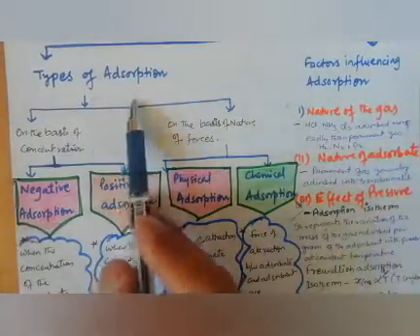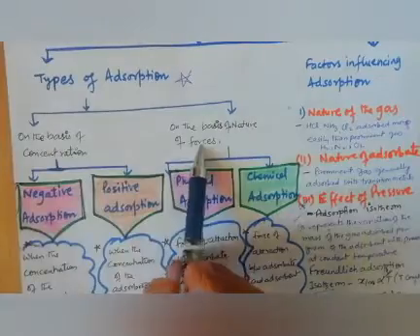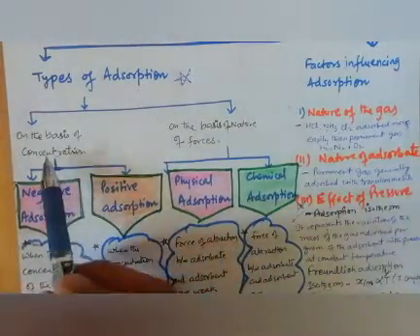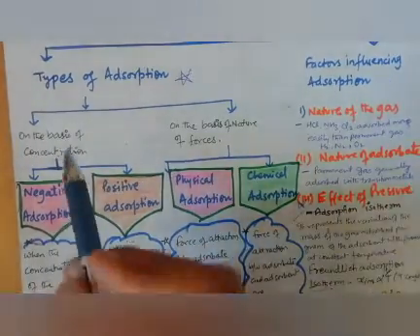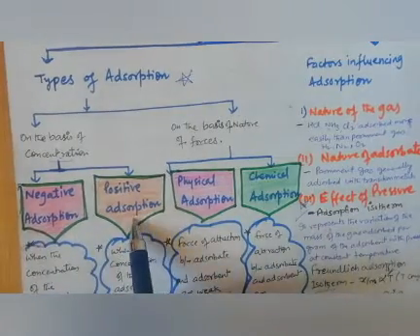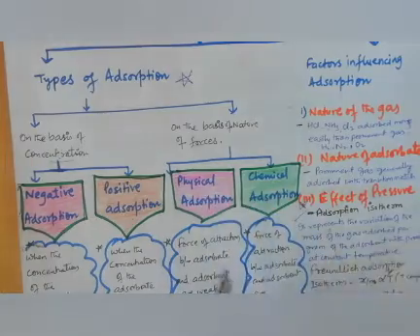Now the types of adsorption, it is very important. There are 2 parameters on the basis of which we have classified adsorption. Number 1 is on the basis of concentration. Number 2 is on the basis of nature of force. On the basis of concentration, adsorption can be divided into negative adsorption and positive adsorption. On the basis of nature, adsorption is classified into physical adsorption and chemical adsorption.